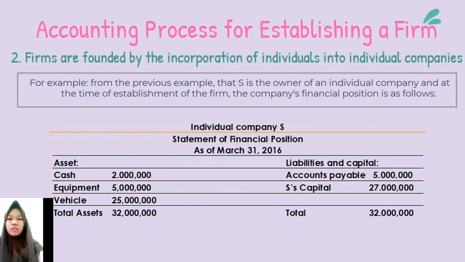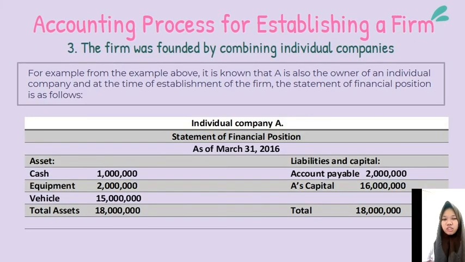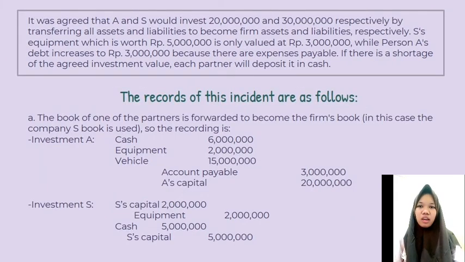For example, from the example above, it is known that A is also the owner of an individual company, and at the time of establishment of the firm, the statement of financial position is as follows. You can see the financial position here. A new book for the firm is opened, but the books of companies A and S are closed. Then the AS firm's records are as follows. A's investment: debit cash 6 million, equipment 2 million, and vehicle 15 million; credit account payable 3 million, A's capital 2 million. S's investment: debit cash 7 million, equipment 3 million, and vehicle 25 million; credit account payable 5 million, and S's capital 30 million.